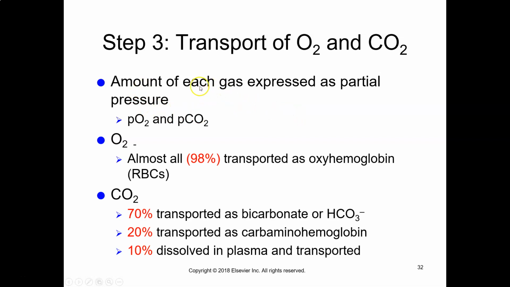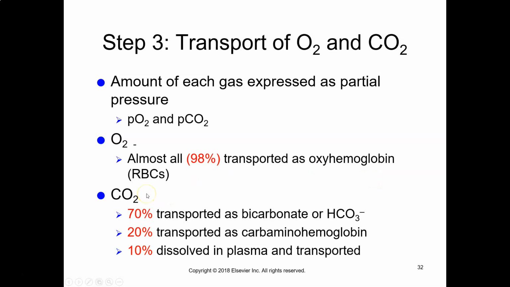The amount of each gas is expressed as partial pressure, so the PO2 and the PCO2. Almost 98% of our oxygen is transported by what they call oxyhemoglobin. You need to know that for the rest of your life. Oxyhemoglobin transports the oxygen across the red blood cells. So our red blood cells carry 98% of our oxygen.